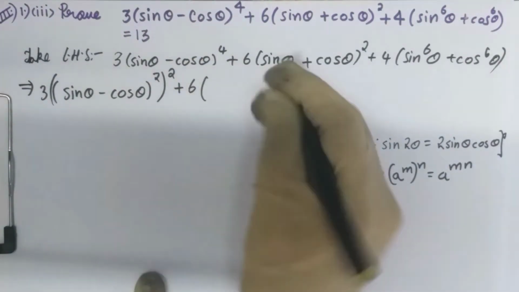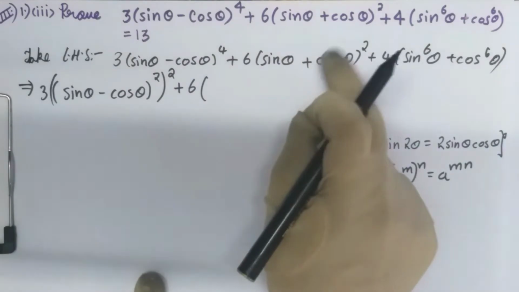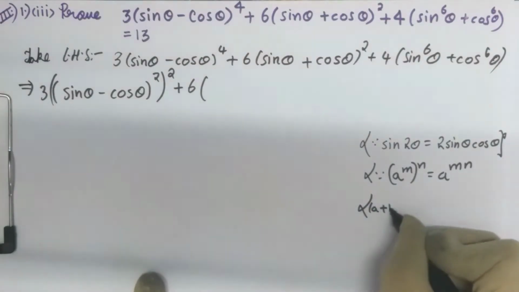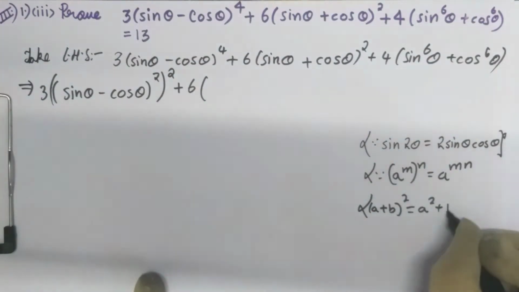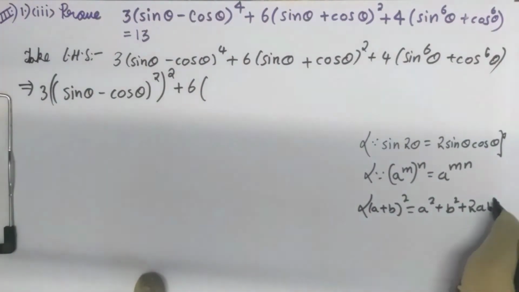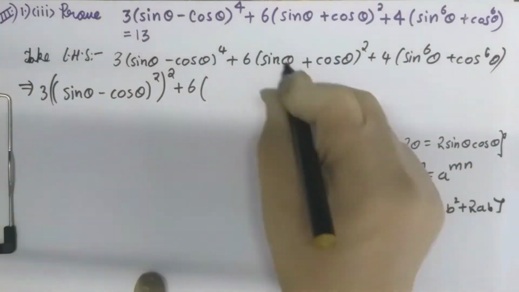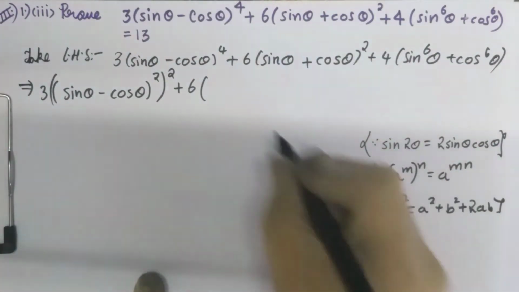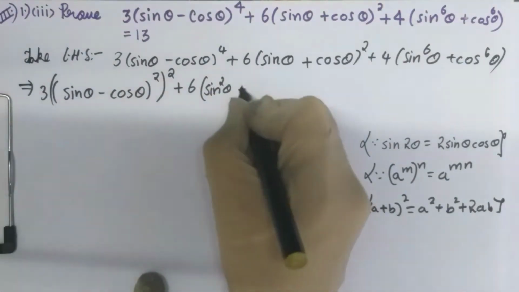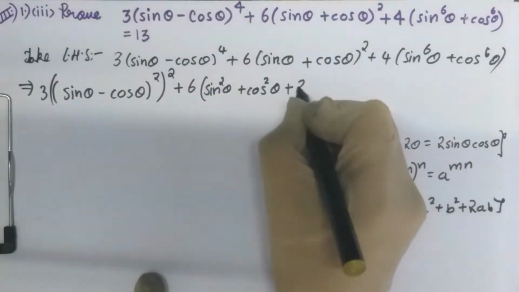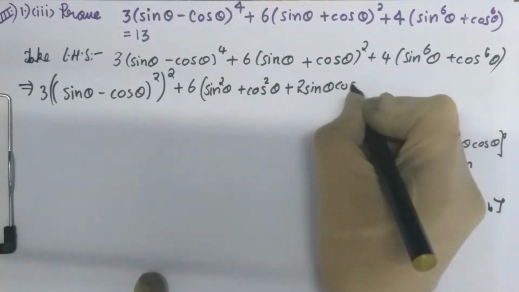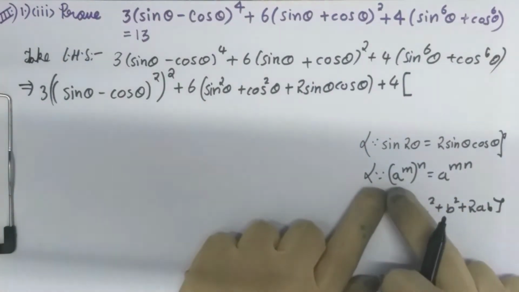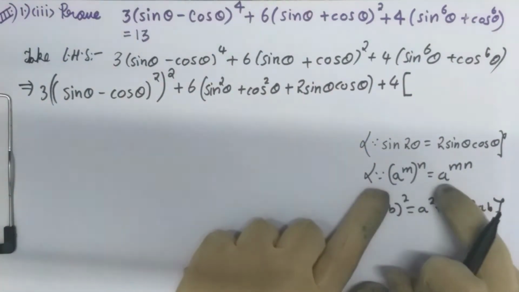Plus 6 into, what is this? This is of the form of (a + b)^2. We know what is (a + b)^2. That is a basic identity. (a + b)^2 is a^2 + b^2 + 2ab. So a here is sin θ if you compare, and b here is cos θ. So write it in the form of RHS, a^2 + b^2 + 2ab: sin^2 θ + cos^2 θ + 2 sin θ cos θ, plus 4 into, now I have showed you one thing, exponents, a^(mn) can be written as (a^m)^n.